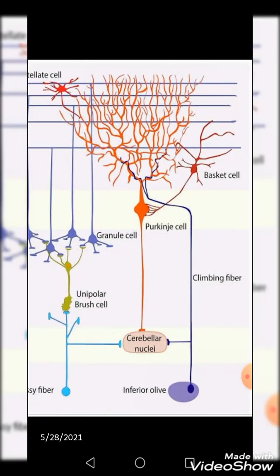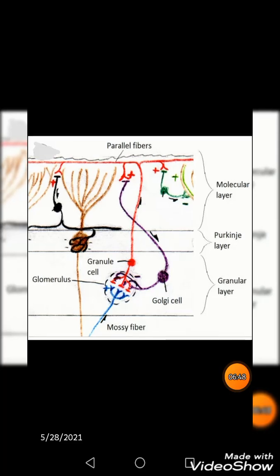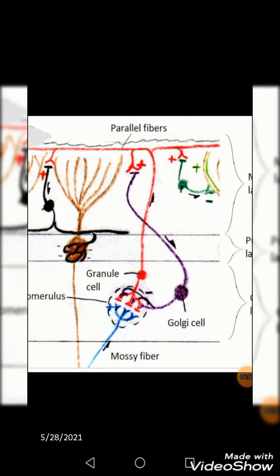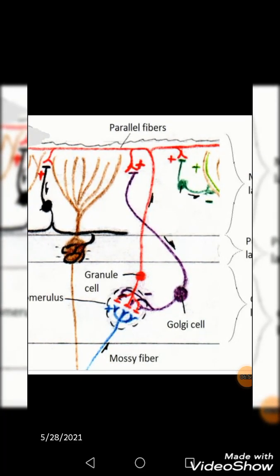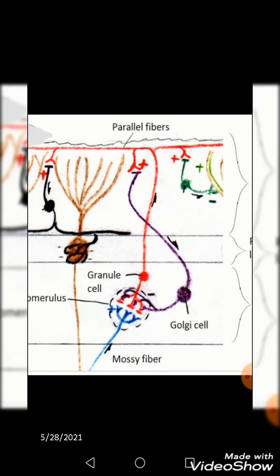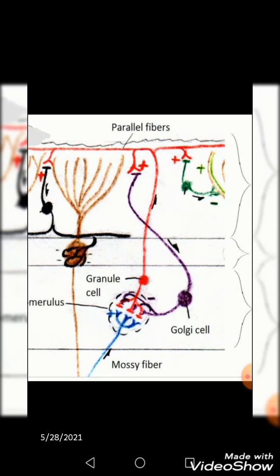This is why you can easily memorize the name of the fibers and their termination, right? And again concentrate. There, the granule cells are giving dendrites and forming the parallel fibers in the topmost layer, right?